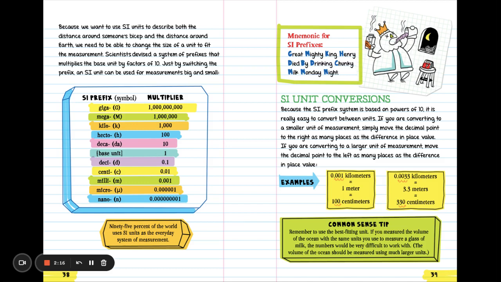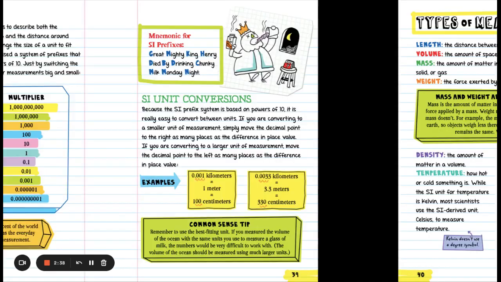For example, if we have kilometers and we're changing it to a meter, we're going to move our decimal point over 1, 2, 3, and we get 100 centimeters. Remember, common sense tip, remember to use the best fitting unit. If you measured the volume of the ocean with the same units you use to measure a glass of milk, the numbers would be very difficult to work with. The volume of the ocean should be measured using much larger units.